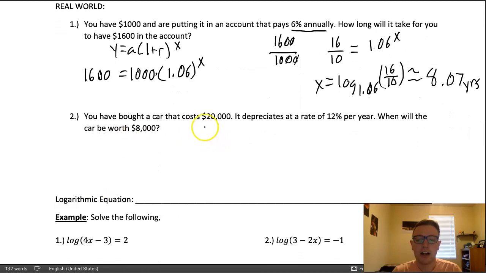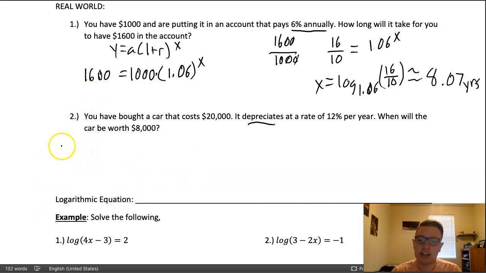We have a car that costs $20,000. It depreciates at 12% a year. We're trying to figure out when it'll be worth $8,000. We're depreciating and it's not compounding. See if you can figure out the equation for this.